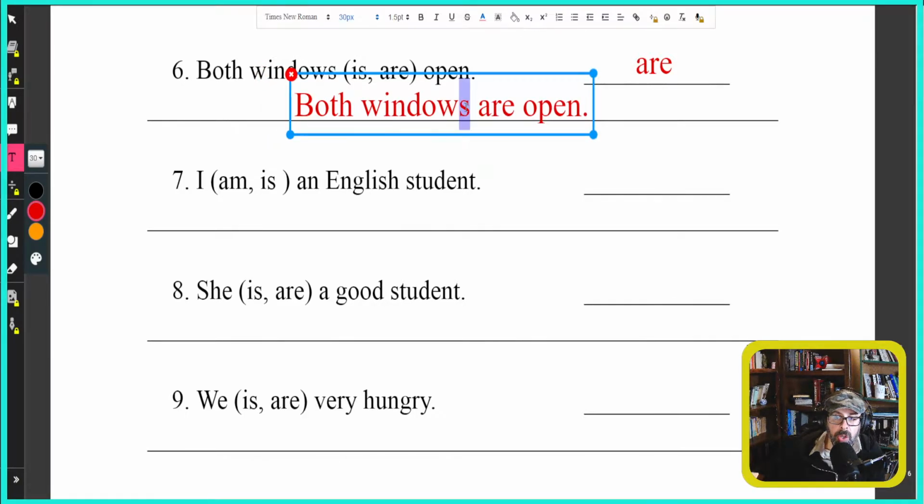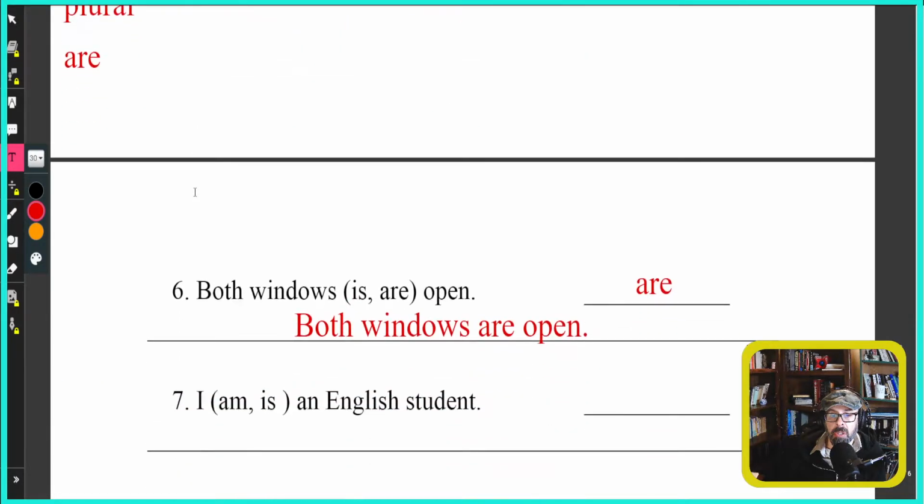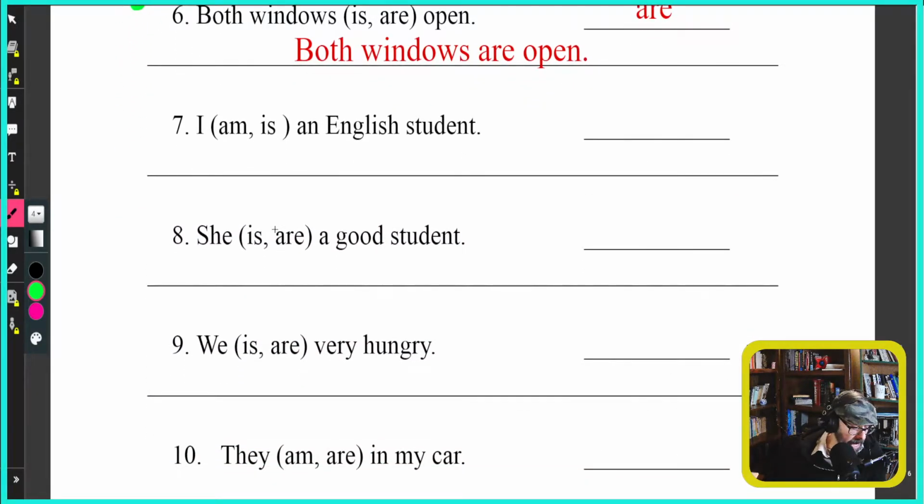Windows is plural. They are open. Both windows are open. So yes, they is for a group of people, but they can also be for things. Windows are things. Both windows, plural, windows with an S. Both windows are open. Okay, number 7.